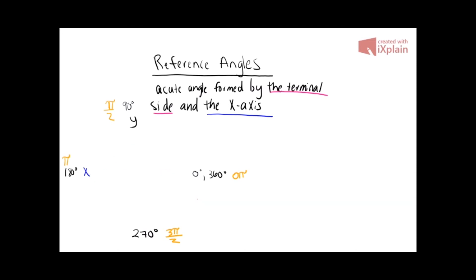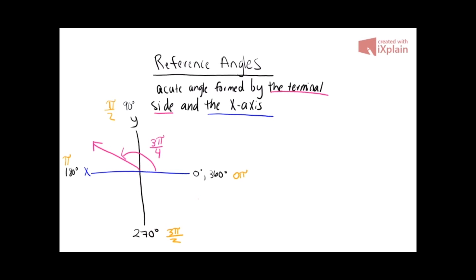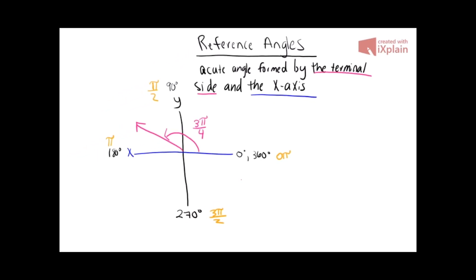So let's say that we have an angle here, and let's say we call that 3 pi over 4. So we want to think about how much further to get to 180, just like we did before, except this time we're thinking about how much further to get to pi.